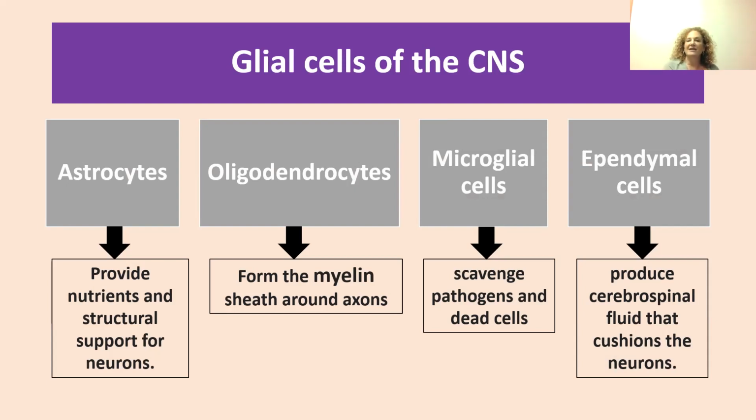Then you have the oligodendrocytes, which are responsible for basically laying down the myelin sheath around the axon, similar to the Schwann cell of the peripheral nervous system.